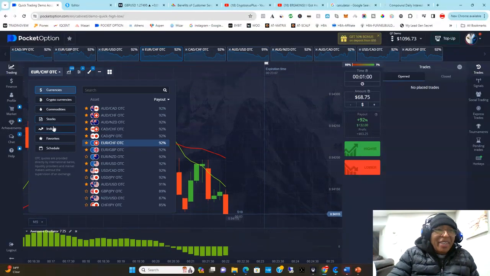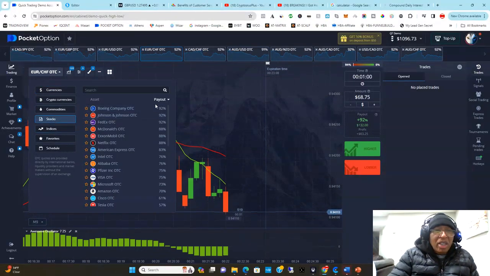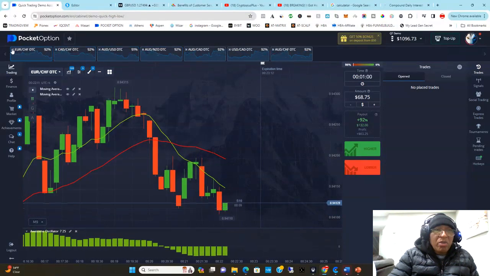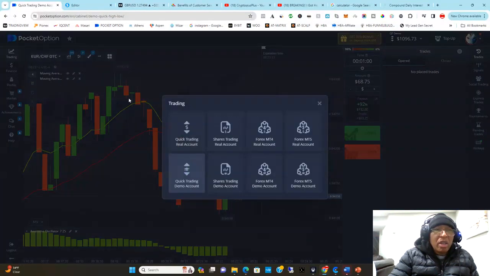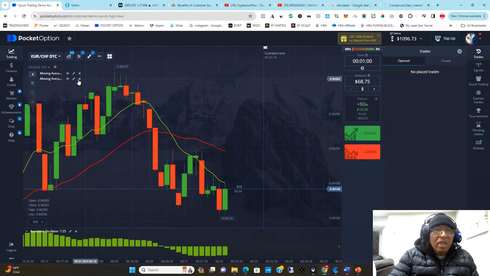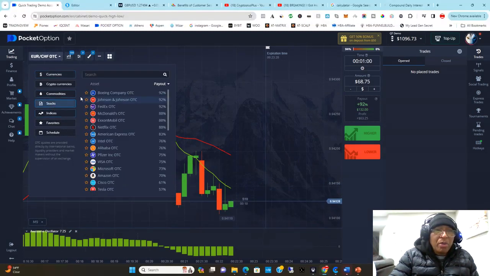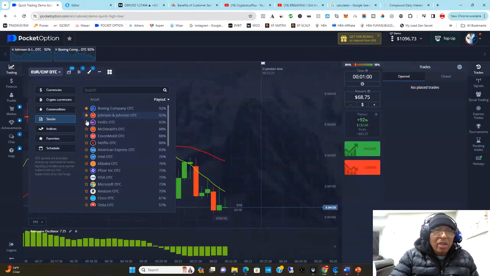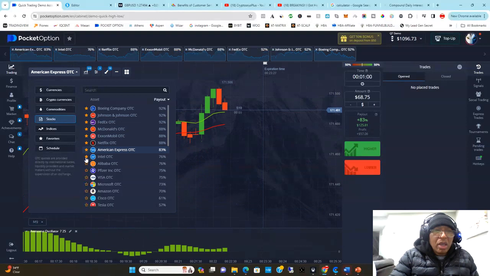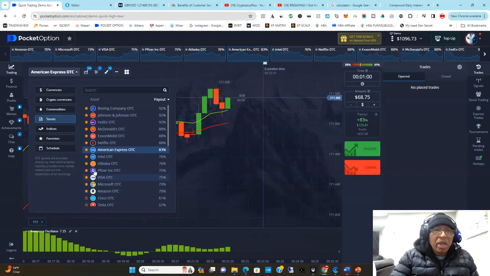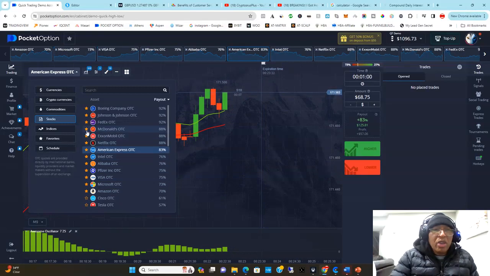Excuse me, let's try the stocks. Let's remove these assets and let's try different assets. Let's try the stocks. That's why we are doing this on the demo. So my student is practicing. My student is taking the trades and practicing this strategy.